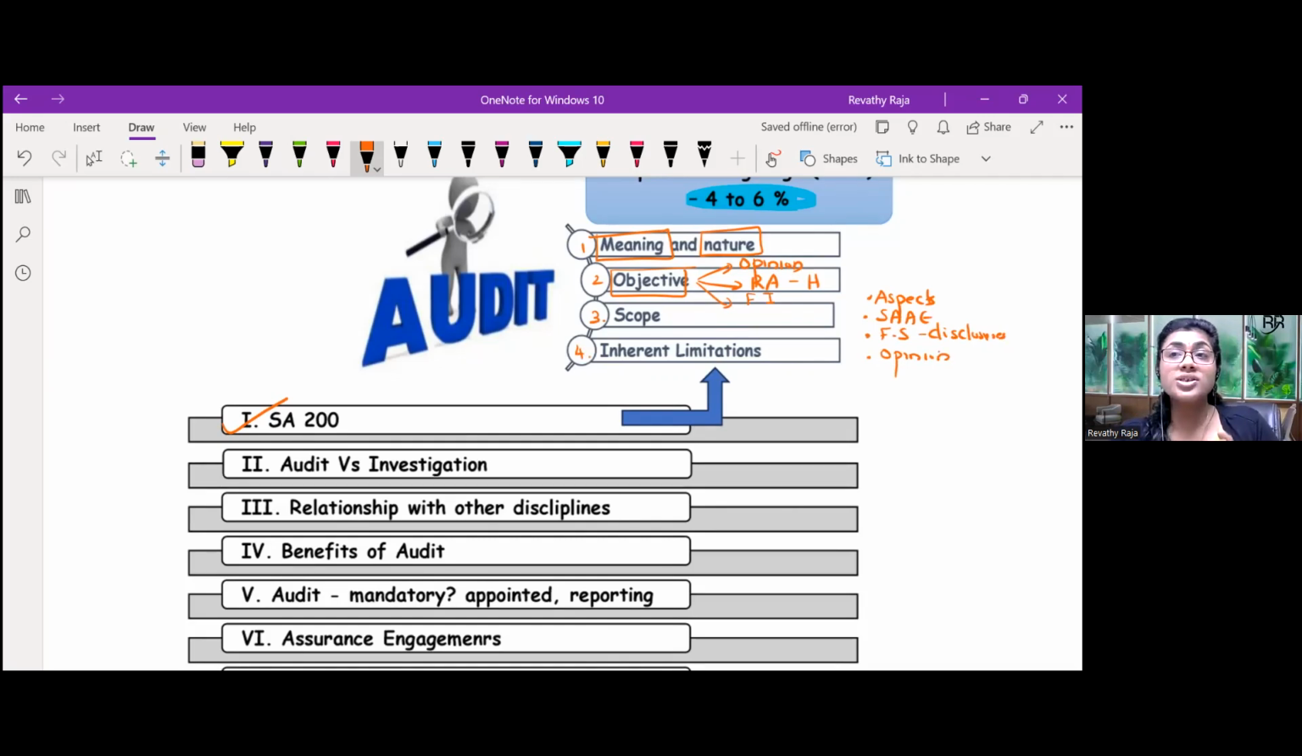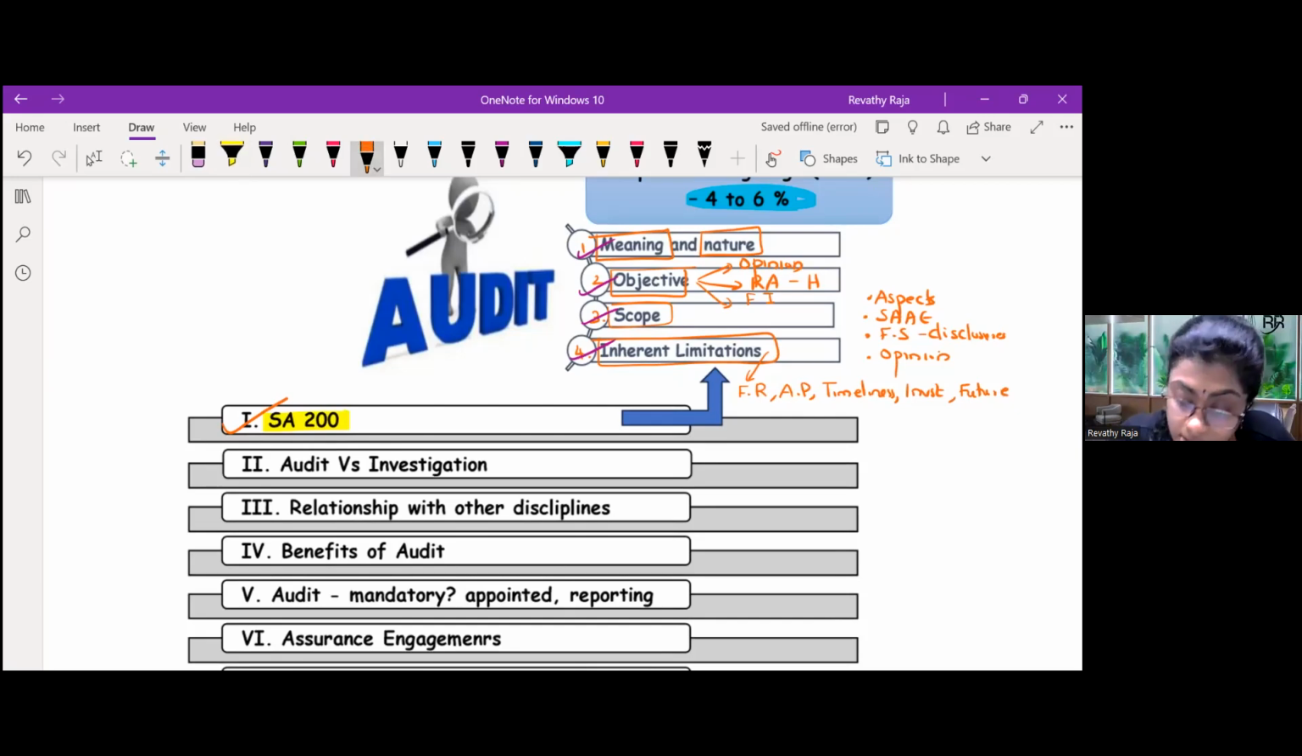Now, audit suffers from inherent limitations. Inherent limitations of audit mainly arise because of the nature of financial reporting, the nature of audit procedures, the timeliness of audit, the balance between cost and benefit, that audit is not an investigation, and also because of future events, which are unpredictable. So all these contents are part of SA 200. If any question is asked from these points, we can start by saying as per SA 200, and also quote the name: overall objective of the independent auditor and conduct of audit in accordance with Standards on Auditing.